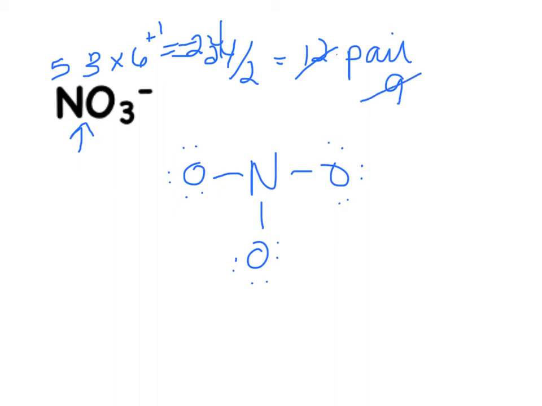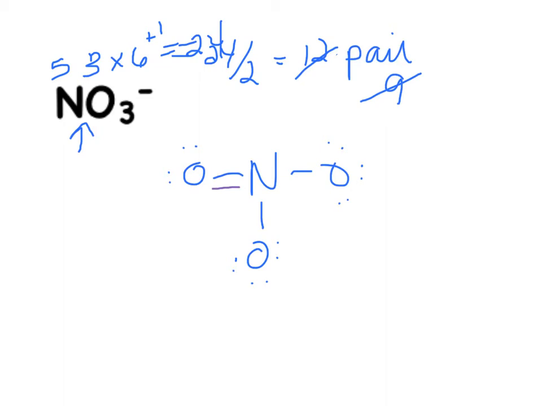Next, I check to make sure that all species present have an octet. I can see this oxygen's happy with 8 valence electrons, as is this one, but this nitrogen only has 6 electrons attached to it. So we're going to need to move one of those pairs of electrons and form a double bond. So I'm going to take this pair of electrons right here and put my double bond there. All of the atoms have a complete octet.